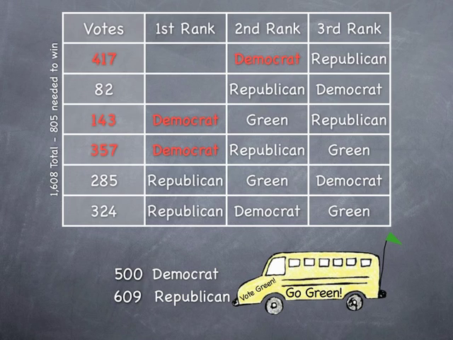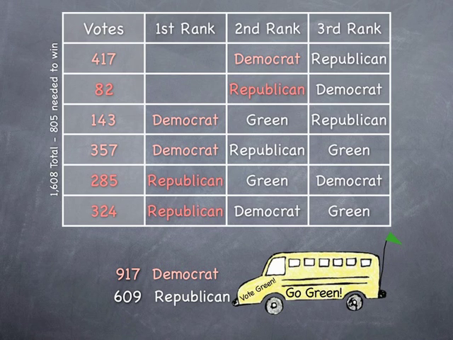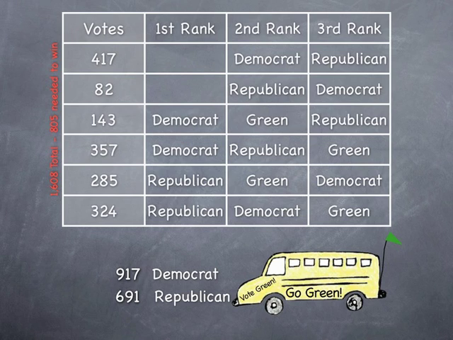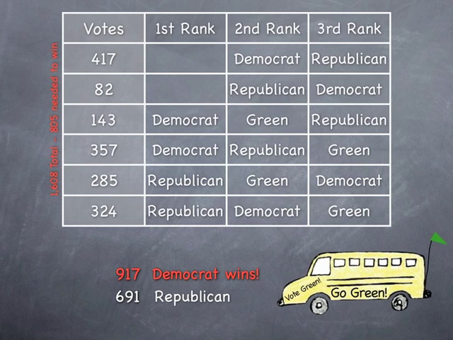In this case, 417 votes go to the Democrat, giving him 917 votes. Only 82 Green Party supporters had the Republican as their second choice, so those votes are given to the Republican. The Republican will now have a total of 691 votes. 1,608 voters cast a vote that day, so you need at least 805 votes to win. That's 50% plus 1, a majority. The Democrat wins.